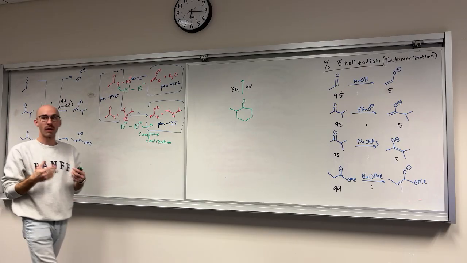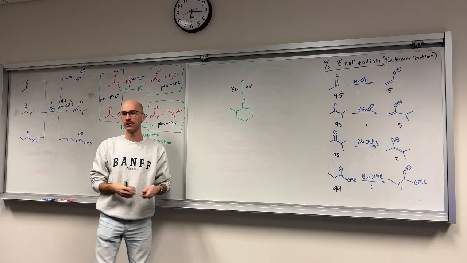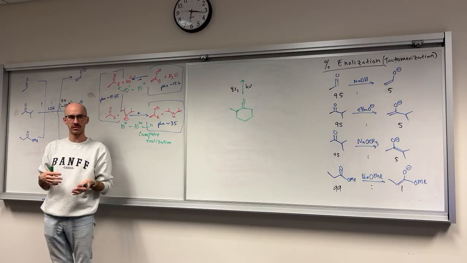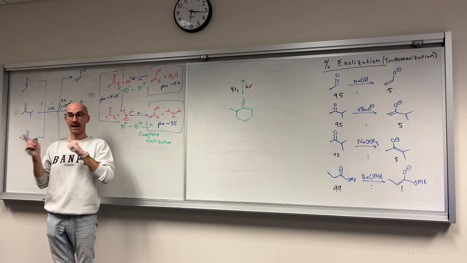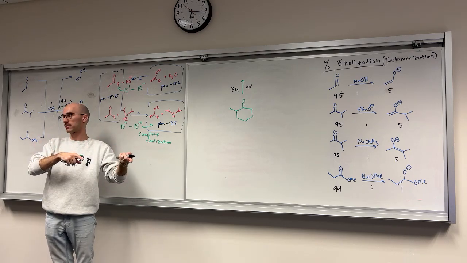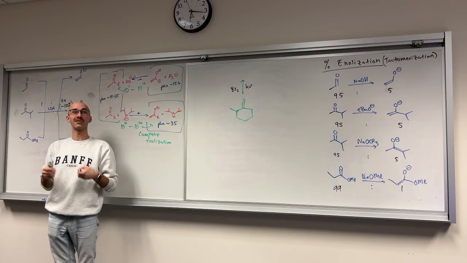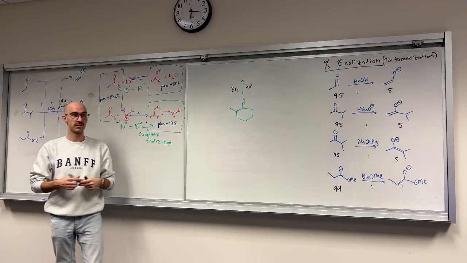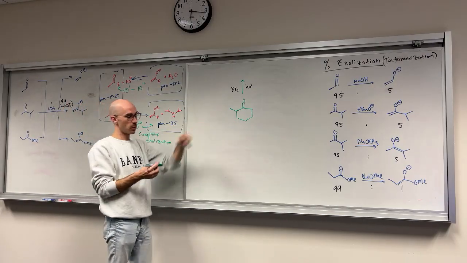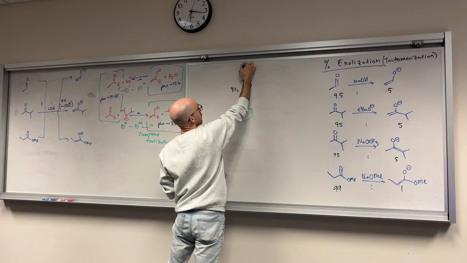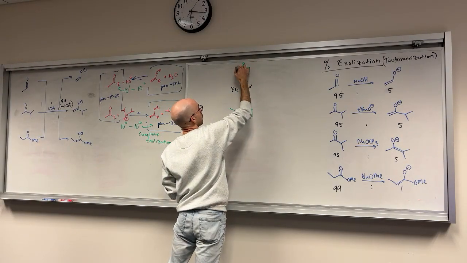This is going to form a radical intermediate. Where do radicals prefer to go? More substituted or less substituted? Radicals trend with carbocations. Carbocations prefer to be more substituted. Radicals prefer to be more substituted. So this is going to go to the more substituted position. How do you know? Okay, we can prove it.